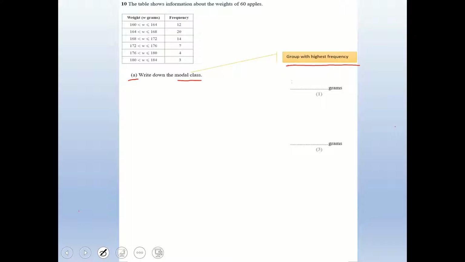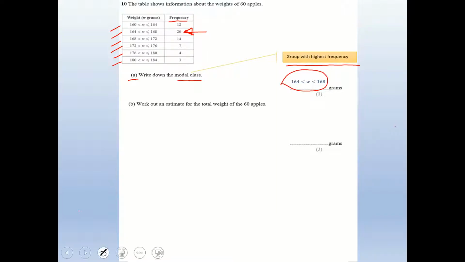If we look at the table, we have the apples' weights in grams, and there are 6 groups. So which one do we pick? If you look down the frequency column, there are 20 apples which had a weight from 164 up to 168 grams. This is the one with the highest frequency. So this group here will be the modal class.